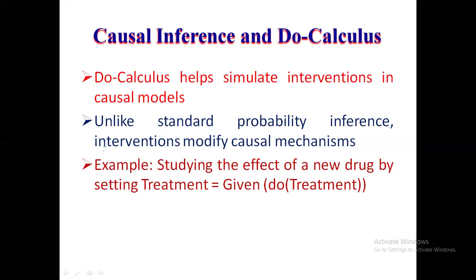Normal probability calculations tell us how likely something is given past data, while causal inference tells us how changing one factor, like banning smoking, would alter outcomes like lung cancer rates. Example here, studying the effects of a new drug by setting treatment given do, we'll write it as do(treatment). Instead of just observing patients who took a drug, we can model the effect as if we assign the drug to random individuals, helping in clinical decision making.